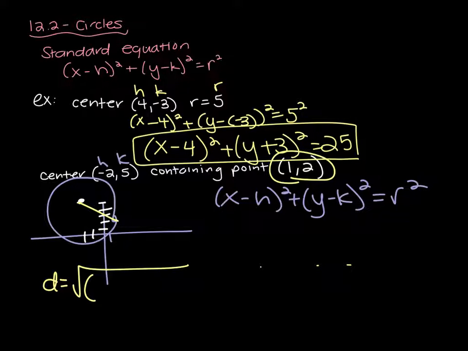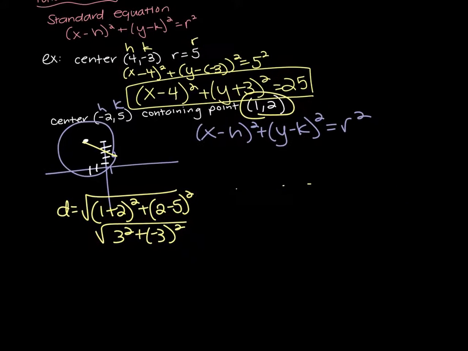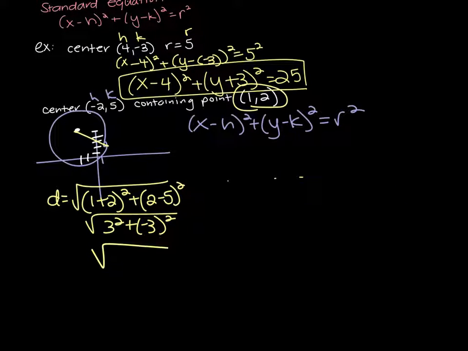And it doesn't matter which ones I make X1s, Y1s, as long as I'm consistent. So 1 minus a negative 2 becomes plus 2. Plus 2 minus 5 is 3 squared plus negative 3 squared. Square root of 9 plus 9, square root of 18.